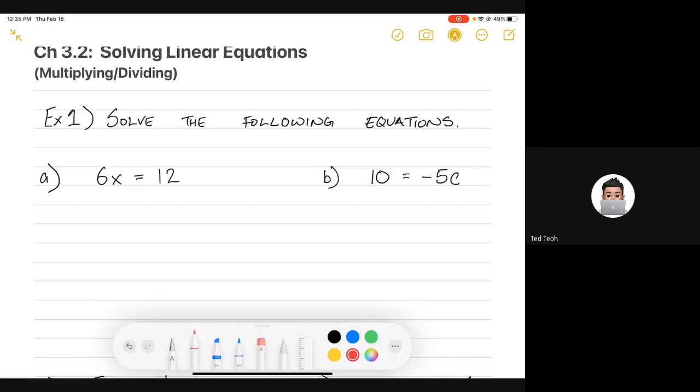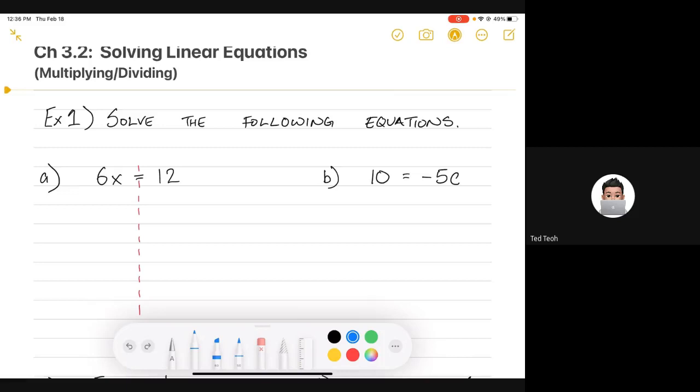If I have a question like this where it's 6x equals 12, I'm still going to do the same thing. I'm going to draw a dotted line. To get the letter by itself, I can't just draw a circle around the 6 and bring it over. When I'm multiplying and dividing things, I can't just draw the circle and bring it over. That's what you do for adding and subtracting. But for multiplying and dividing, I have to do something else.